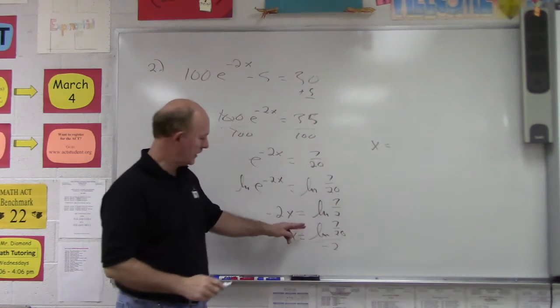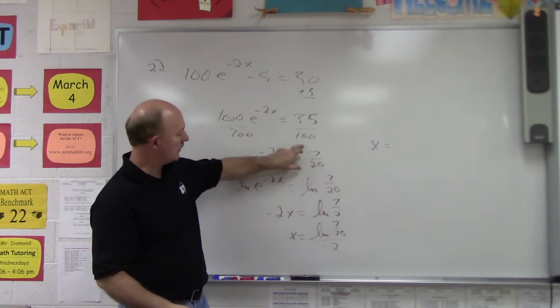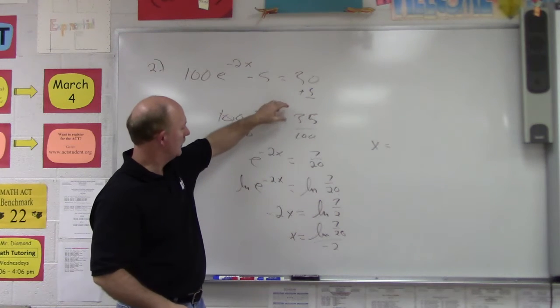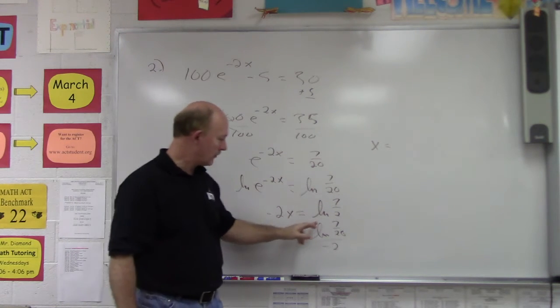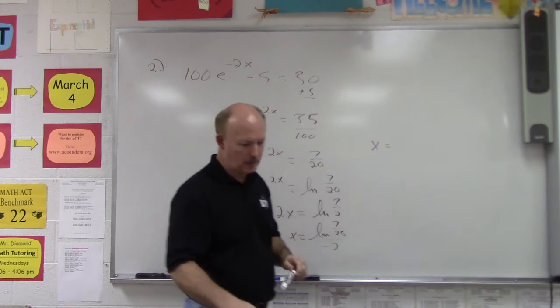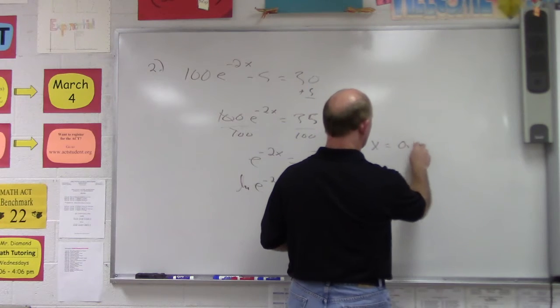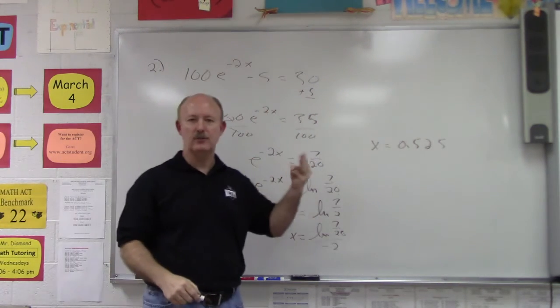There we go, so this is natural log 7 over 20 divided by negative 2. So just be careful with the fraction there as we simplify. Just dividing both sides by 5, that'll give us 7 over 20. There you go. So let's do natural log 7 over 20 divided by negative 2. Now when I did it, I got 0.525. So when you take your answer out 3 decimal places and then round it off.